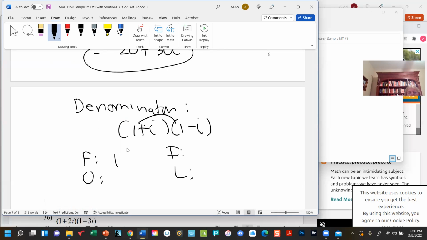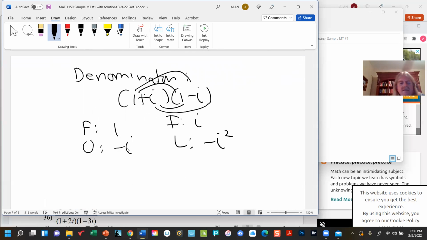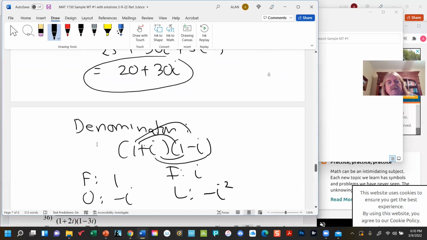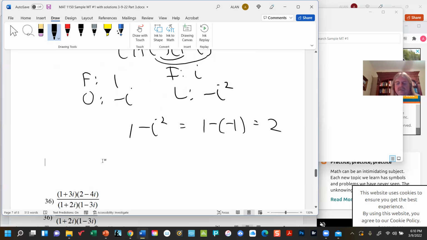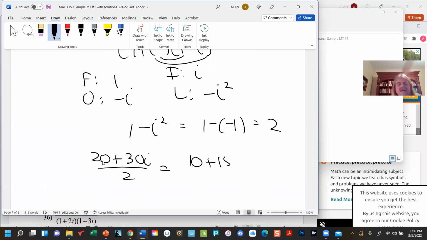All right, first is negative i, positive i. So we'll have 1 minus i squared, 1 minus minus 1, which is 2. So now we finally bring them together. The final answer is 20 plus 30i over 2, which is, of course, 10 plus 15i. So that time it really did get a little simpler, didn't it? That's kind of nice. Okay.